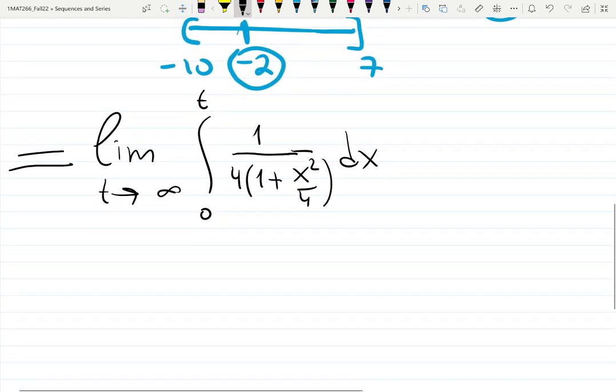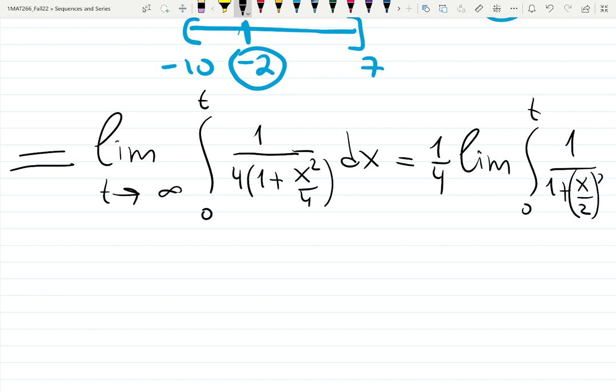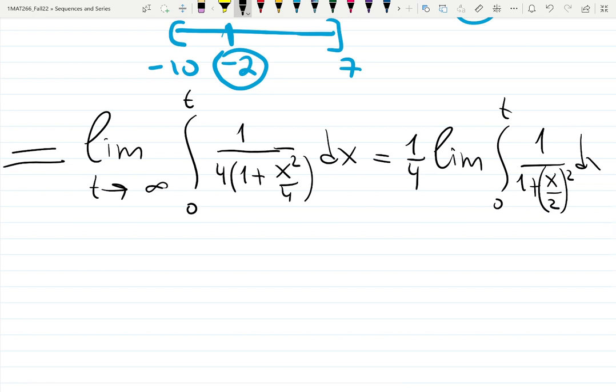1/4 can be kicked out. I will kick it out outside completely. Limit, integral from 0 to t, 1 over 1 plus (x over 2) squared. Those little things are supposed to give you the right answer. That is arctangent of x over 2. We use u substitution. This is u. u is x over 2.